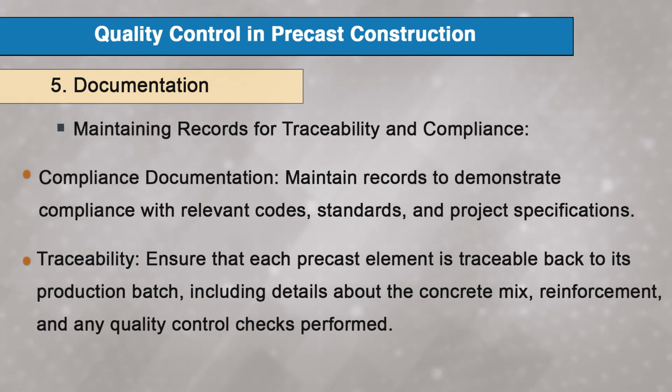And the third one is traceability. We have to ensure that each precast element is traceable back to its production batch, including details about concrete mix, reinforcement and any quality control checks performed. For example, for a large infrastructure project, documentation includes records of every precast element produced, ensuring that any future issues can be traced back to specific production details.